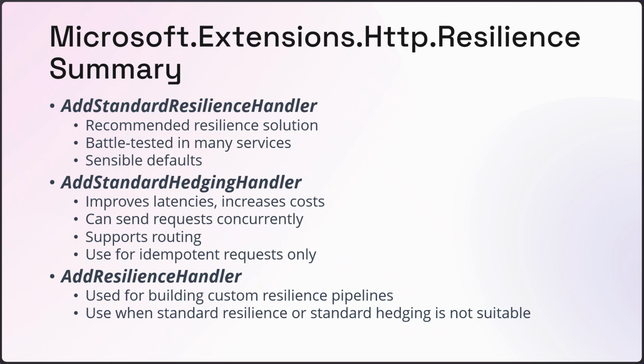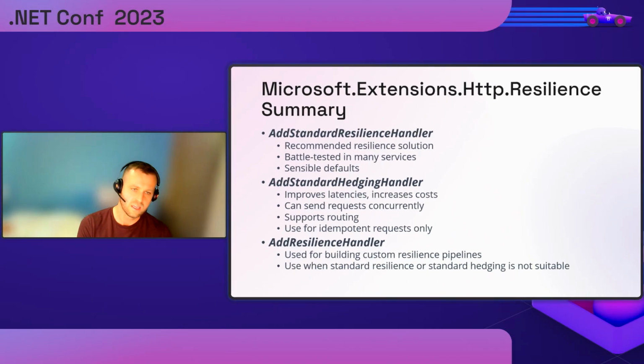So the summary, what we have shown here. We have shown 3 APIs for HTTP clients. So the first one is the add standard resilience handler. This should be your default choice when you need to add resilience to an HTTP client. It has been battle tested in many services, and it has sensible defaults. If the standard resilience handler does not work for you, and the latency is important, and you do not care about increased costs, and you can send multiple requests concurrently, you can use the standard hedging handler.